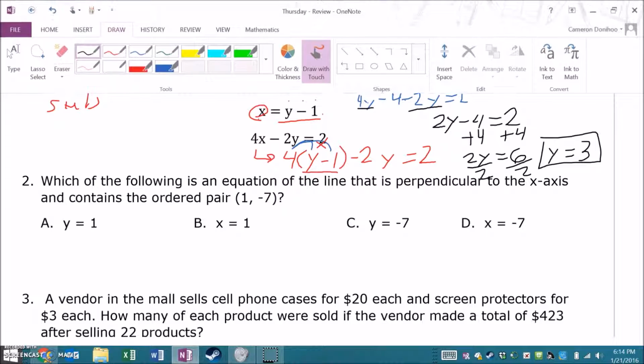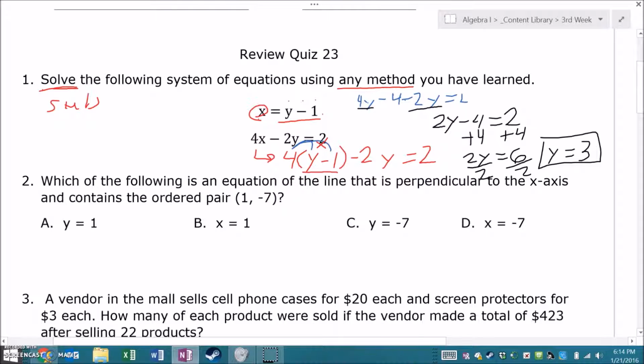Now, once I know what that y value is, I can come back over here and I can say, okay, x is y minus 1. Well, if you know what your y value is, then you can figure out your x value from that. 3 minus 1, that's going to be x equals 2. So there's your x value. X is 2, y is 3.